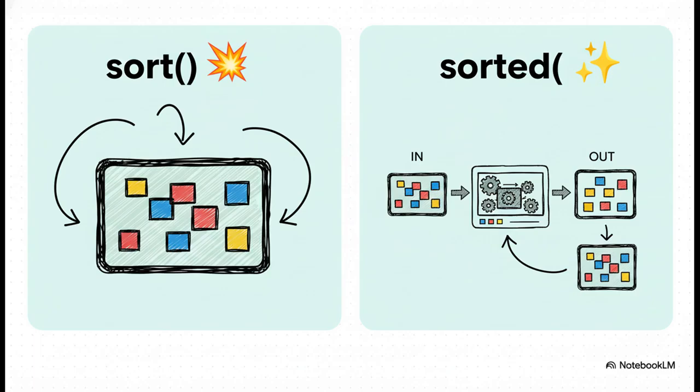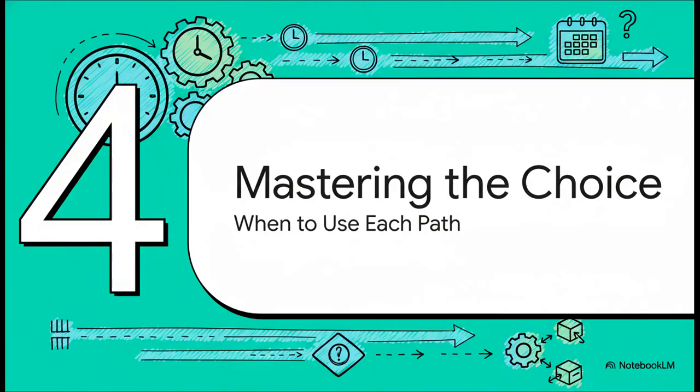On the right, we have the sorted function. It's a general-purpose built-in tool. It creates and returns a brand new sorted list, leaving your original data completely preserved. So we get what they do, but that's only half the battle, isn't it? The real power comes from knowing when to use each one. How do you master this choice in your own code?